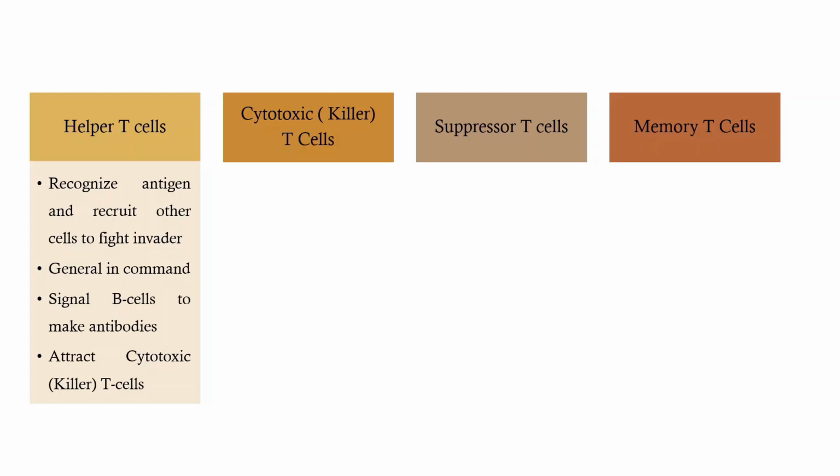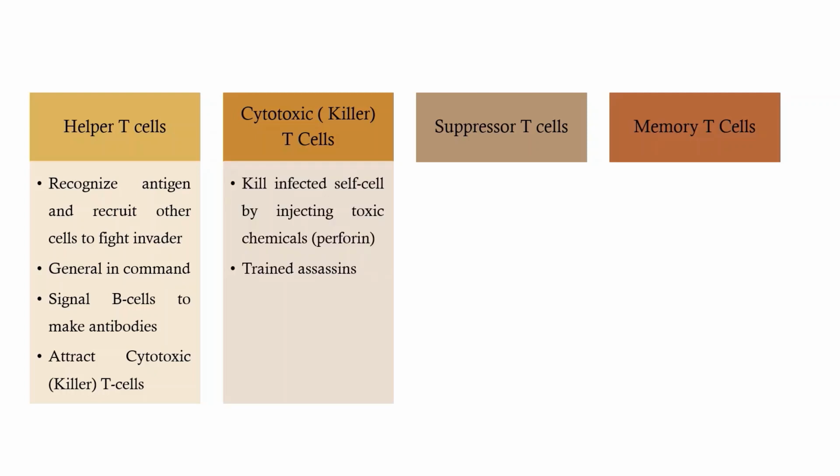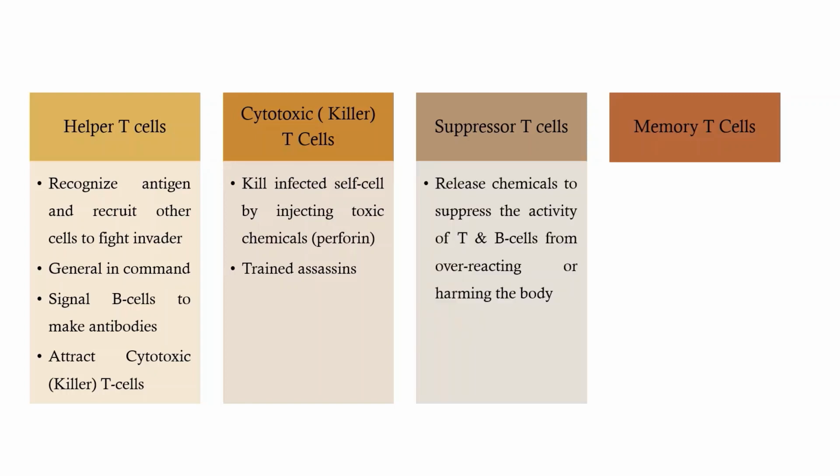The cytotoxic or killer cells kill the infected cells by injecting toxic chemicals. They act like trained assassins. Suppressor T cells release chemicals to suppress the activity of the T and B cells from overreacting or harming the body. The memory T cells help in secondary response in case a similar antigen attacks again.